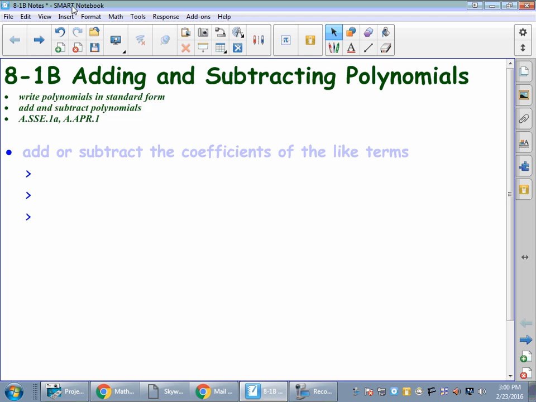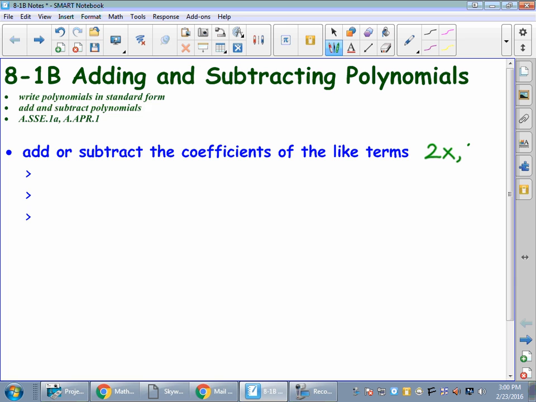There are two different ways to add or subtract, but in both cases, you're going to add or subtract the coefficients of the like terms. If you remember, way back when we did distributing, like terms have the same variable raised to the same degree. So a 2x and a 3x are like terms because they have the same variable x raised to the same degree, 1. An x squared y and a 5x squared y are like terms because they have the same variables raised to the same degrees.